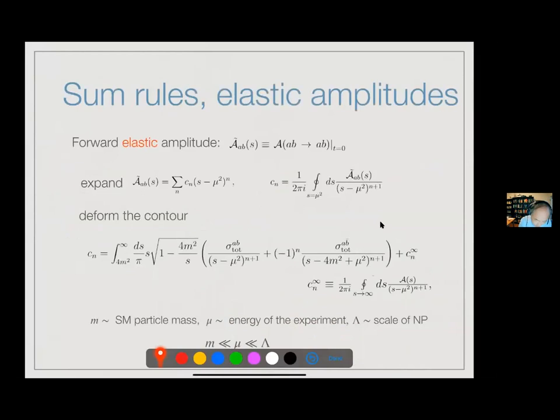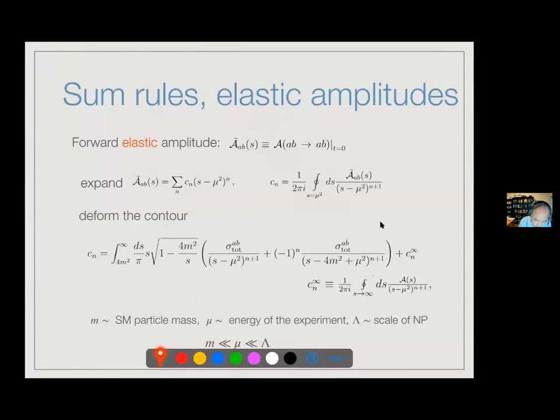Okay, so let's begin. For sum rules, we're focusing on the so-called elastic amplitude. We take the forward limit of the amplitude for scattering AB goes to AB, where A and B are two particles. Elastic means that the incoming particle is the same as the outgoing particle. This is what we call A tilde of S. Because we set T equals zero and because S plus T plus U is zero, the only actual variable is S.